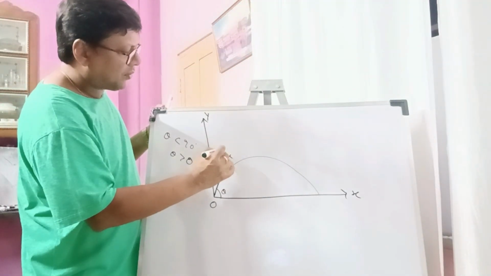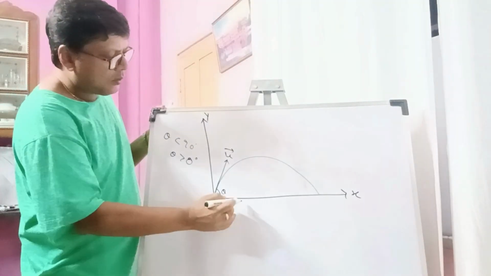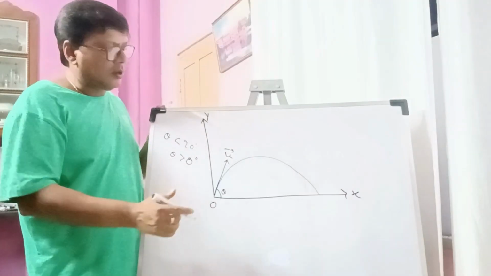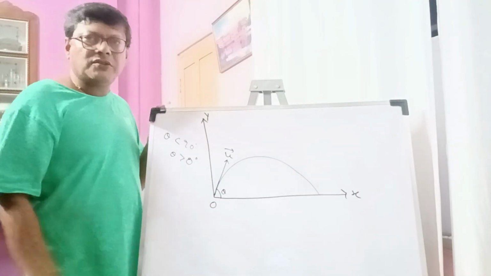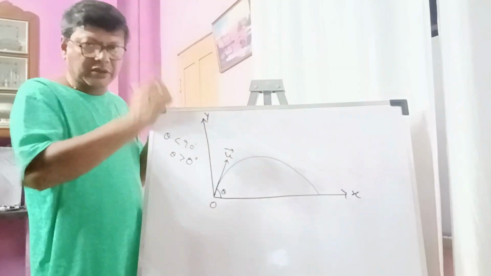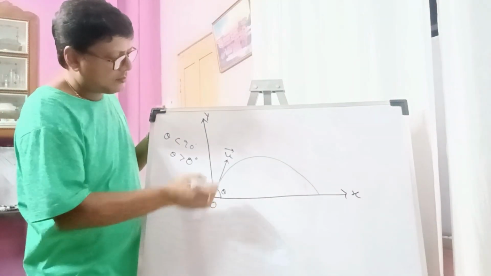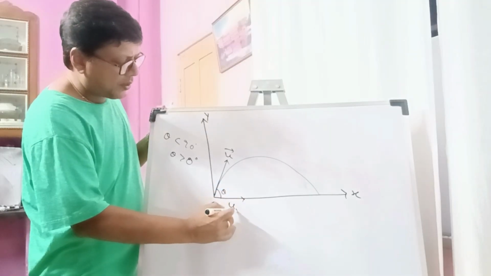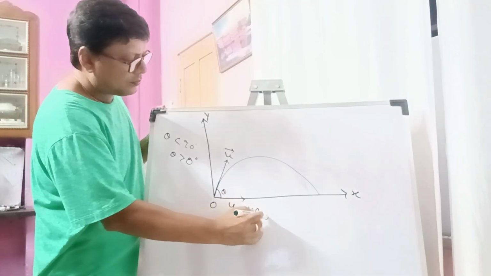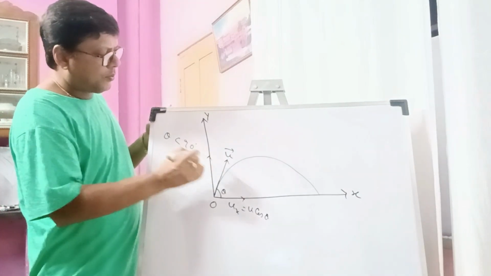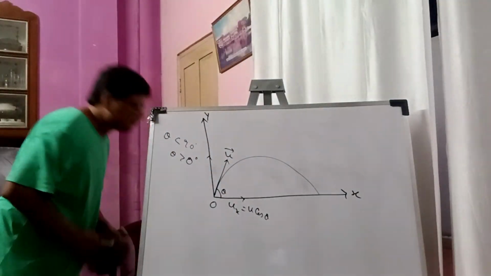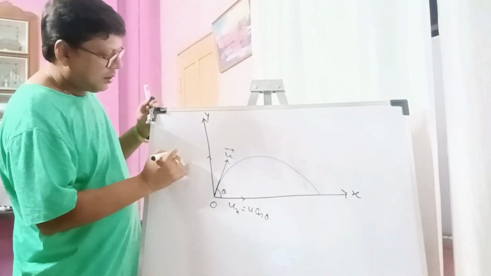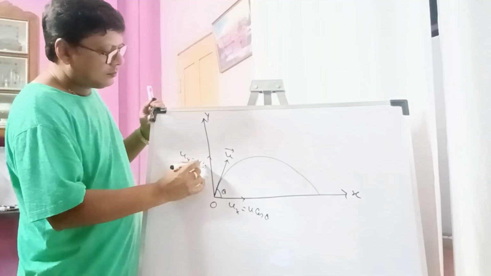So if this velocity is u, then we can take the components, and you know very well, to any curve, the direction of velocity is always along the tangent drawn at the point of projection. O is the point of projection. So the x component is ux equals u cos theta, and the y component we will take uy, that is u sin theta.